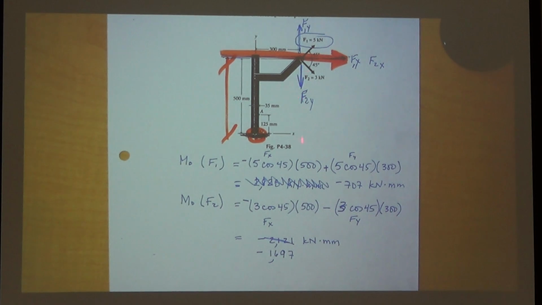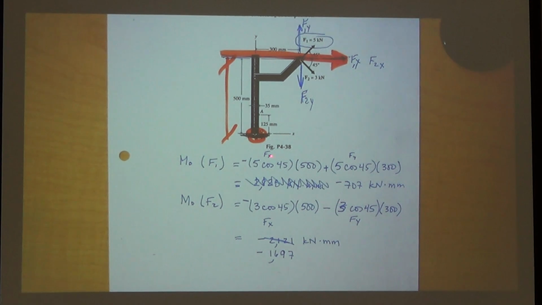Armando, how about F2Y? It's going down here, right? What's the perpendicular distance between F2Y and point O? 300, right. And F2Y is in the Y. The distance is in the X, so what's the moment about? Z. And is it positive or negative? Negative. Fingers go in the direction of force, palm goes towards O, it's negative.